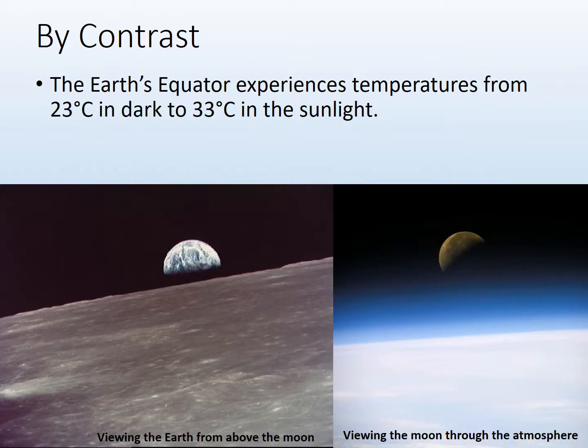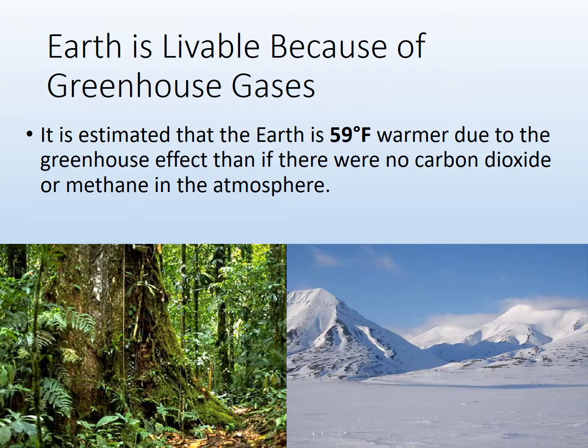By contrast, if you look at the Earth's equator, the temperatures don't range very much. They basically go from about 23 degrees at night to about 33 degrees Celsius in the day. And that's because the solar radiation is being absorbed by the atmosphere and spread out across the atmosphere. And then when it goes to nighttime, that atmosphere is able to hold on to a lot of that heat through the night without radiating it back into space.